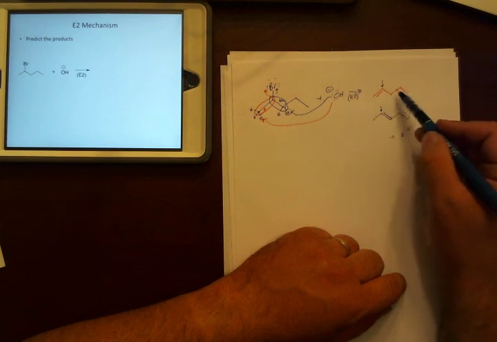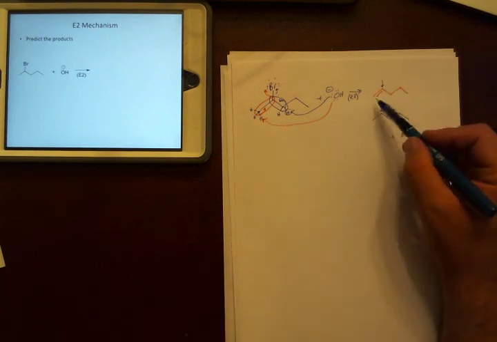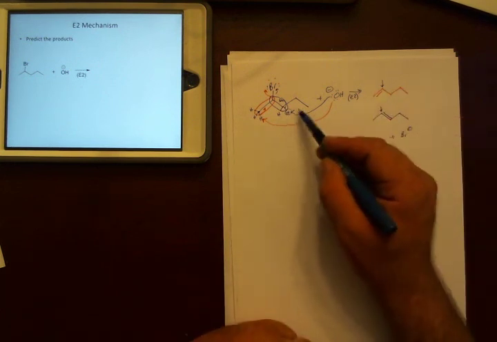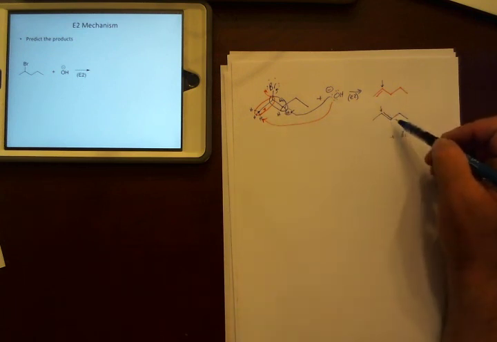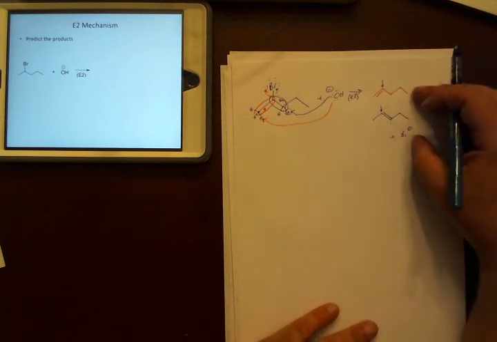Okay, but this is where the original leaving group is going to go, and so you have to look on both sides. As long as you've got a hydrogen there, okay, you had a hydrogen here, so we can make a double bond there. We had a hydrogen here, so we could make the double bond there. We're good to go.